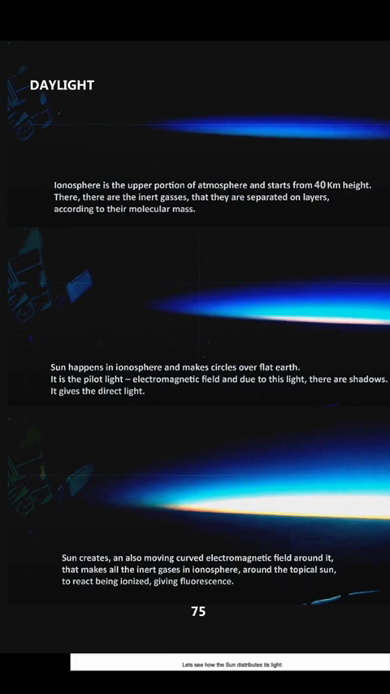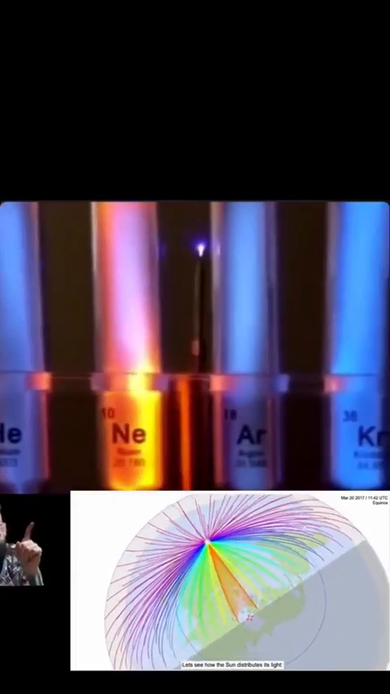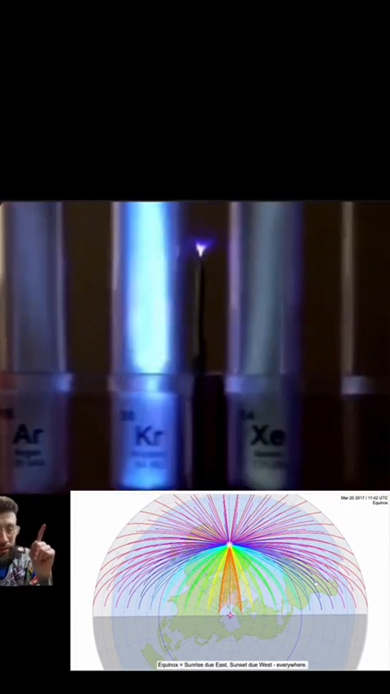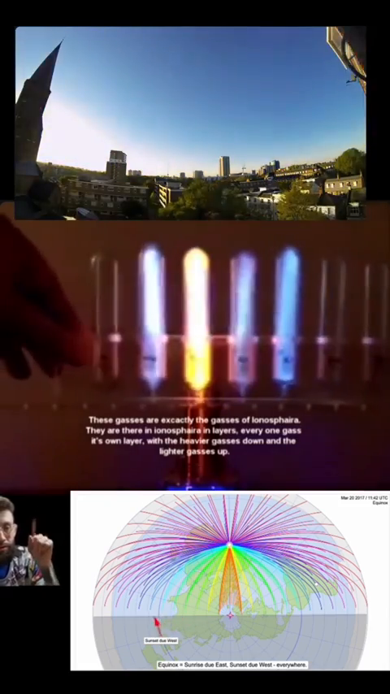Helium, hydrogen, neon, xenon, all the gases, you see them here? There's helium, neon, argon, krypton, and xenon. And they got nitrogen gas. These are all the gases that we see in the sky. This gives them their distinct color.